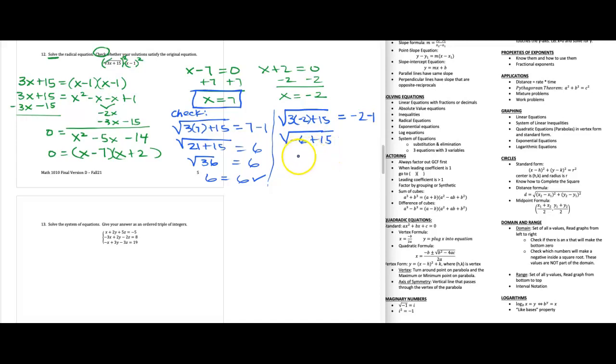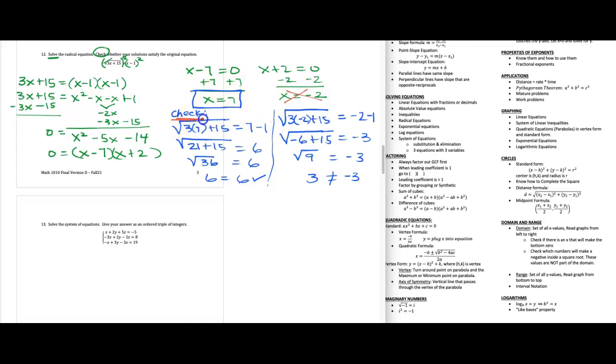Okay, and that's going to give us the square root of 9. But over here, remember, we've got -2 minus 1 is -3. All right, but this doesn't hold true because the square root of 9 is 3, which does not equal -3. So that means this one is an extraneous solution. So our only solution on this is x equals 7.